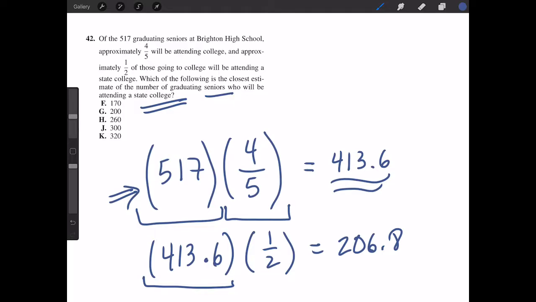Now, we look at our choices here. Choice F, 170, there's a better choice, choice G. Choice H is 260, too much, so H, J, and K are out of the picture. So G is the correct answer here.